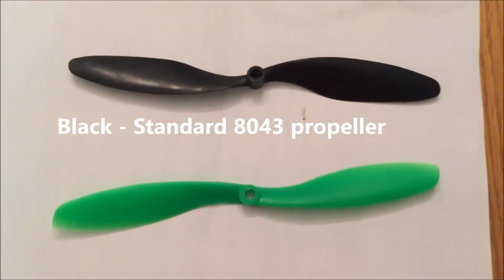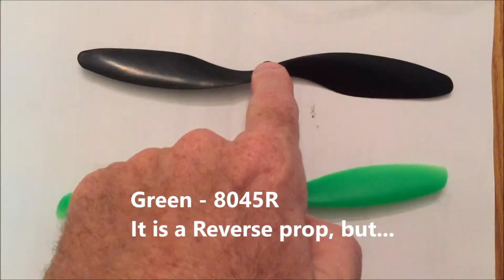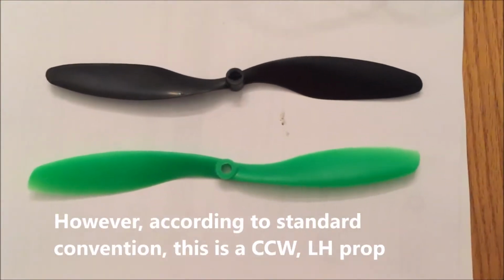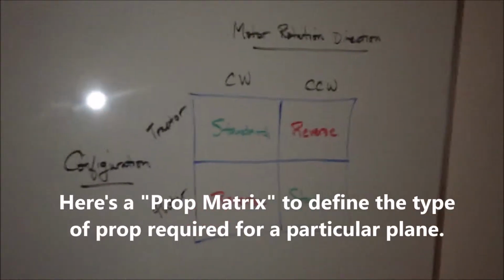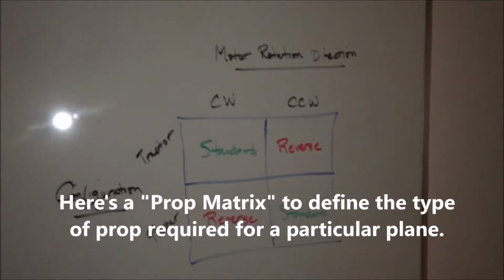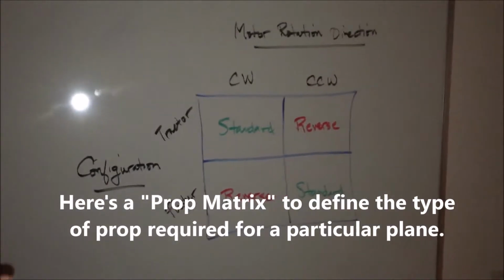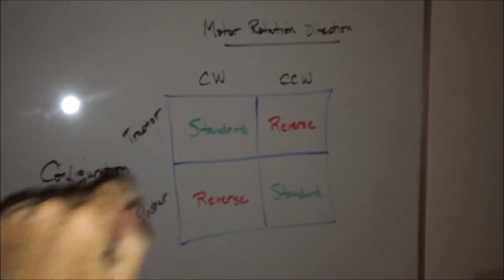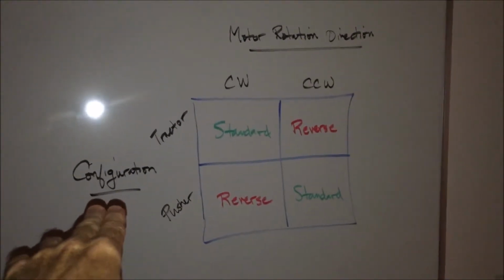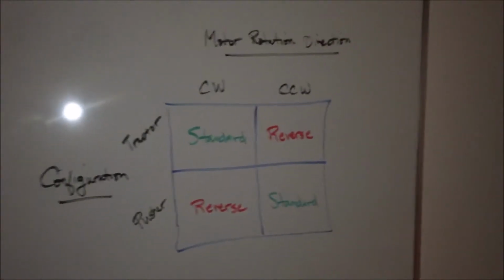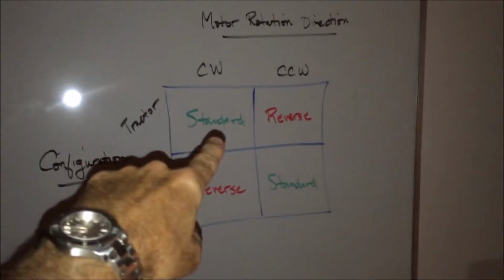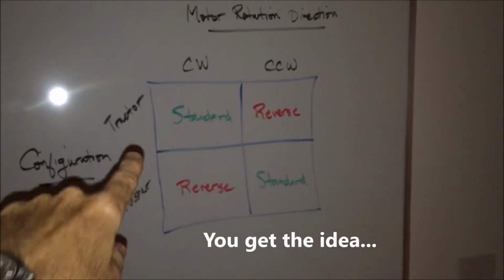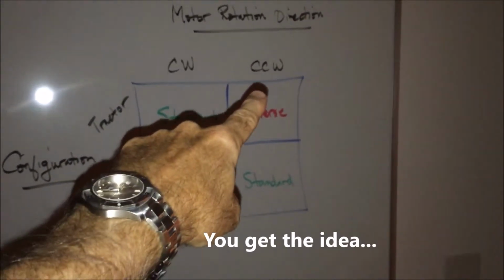Here I have two propellers, both purchased from Hobby King. The one on the top is a standard propeller, the one on the bottom is a reverse propeller, and that's the way they're marked and labeled on Hobby King's website. So I put together this little matrix in order to help me decide what kind of prop I need for what kind of situation. Along the top axis here I have the motor direction of rotation, being clockwise or counterclockwise, and then the mounting configuration being either a tractor or a pusher prop. So for instance, if I have a tractor prop and I have a clockwise rotating motor, then I need a standard prop.